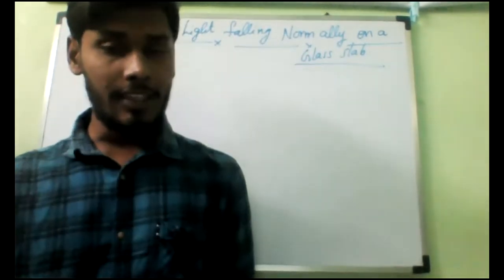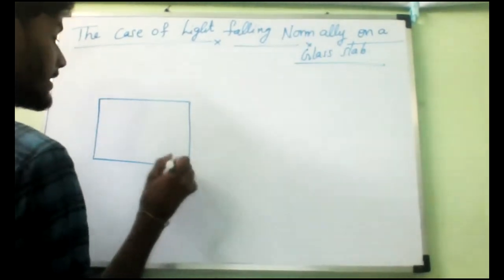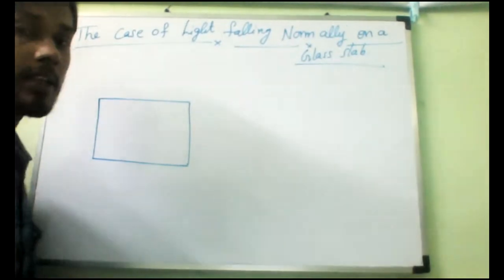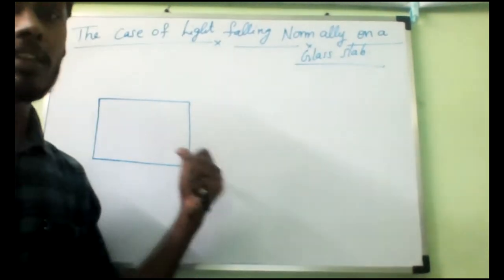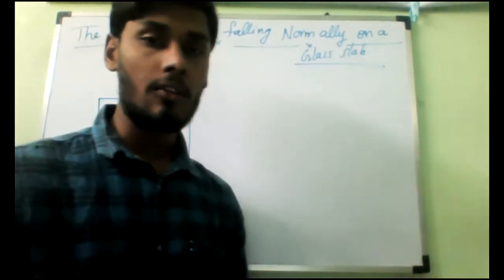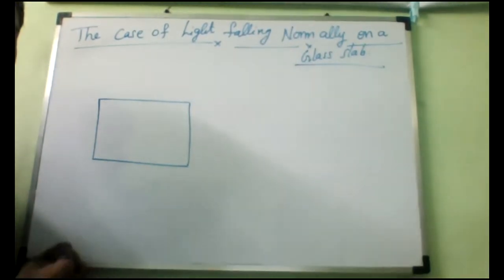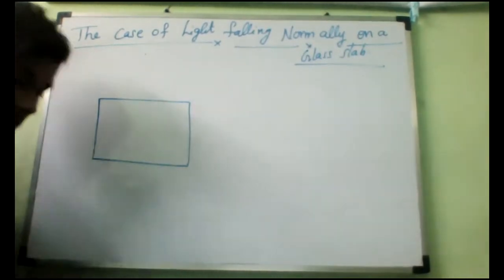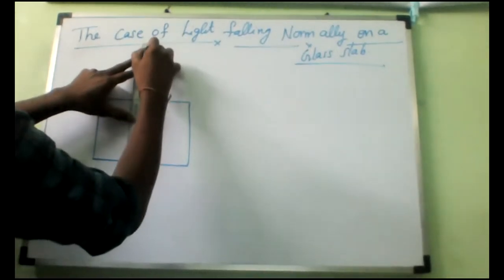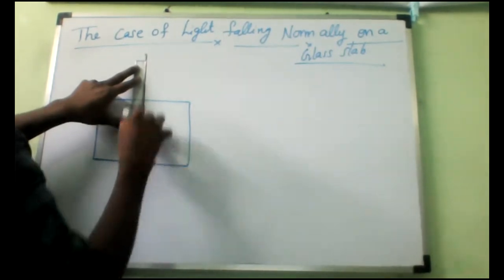Now if the incident ray falls normally, observe all of you, this is the glass slab. Let me take a single ray of light, not a normal beam of light. If the incident ray falls normally or perpendicularly to the surface of the glass slab, then there is no bending of the ray of light and it goes straight. How will it go? It will go straight, without any deviation. That is what will happen.